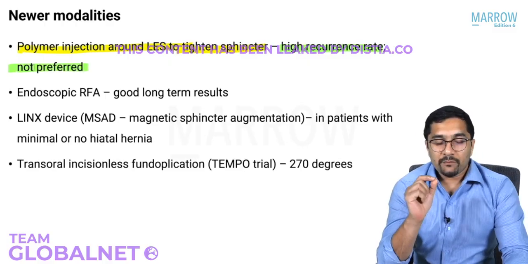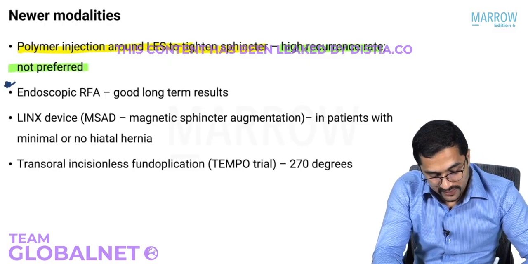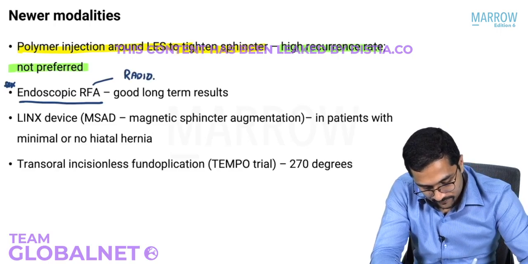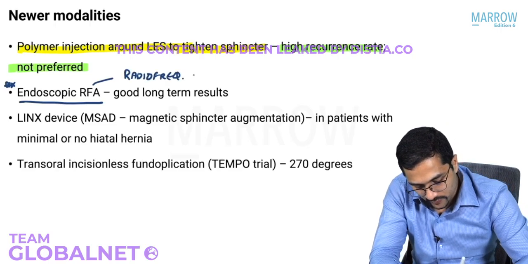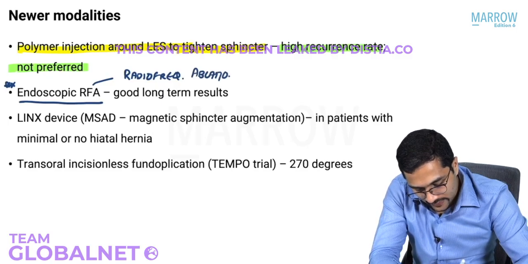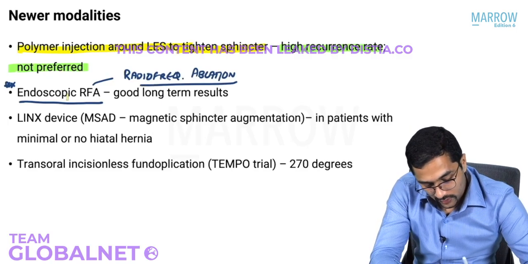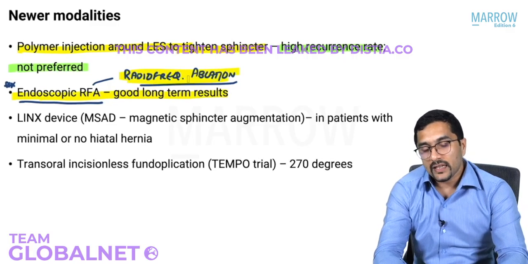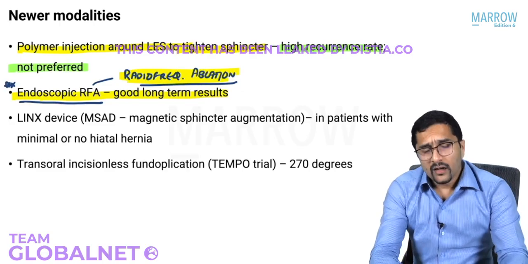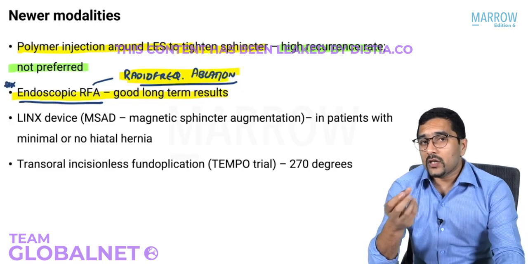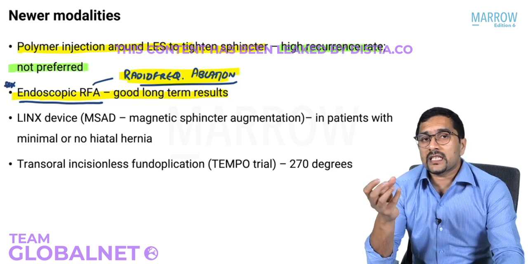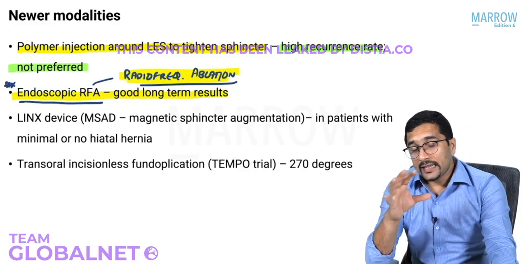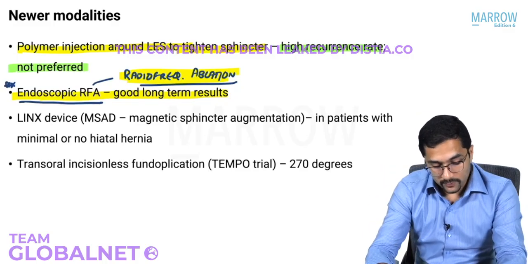The line which is written in Bailey and in the latest Sebastian, which is very important, is endoscopic RFA. RFA is radio frequency ablation. This is the technique which has shown long-term results. Good long-term results have been seen with endoscopic radio frequency ablation. With these endoscopic techniques, later on there is a risk of stricture formation in these patients in the long run, but endoscopic RFA is the technique with good long-term results.